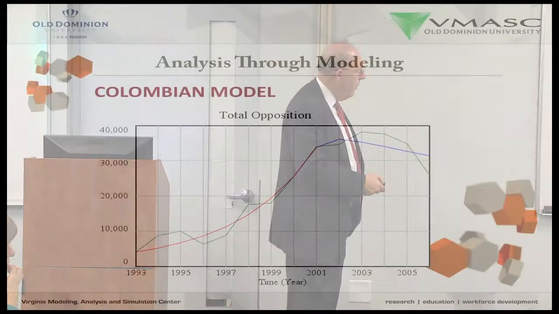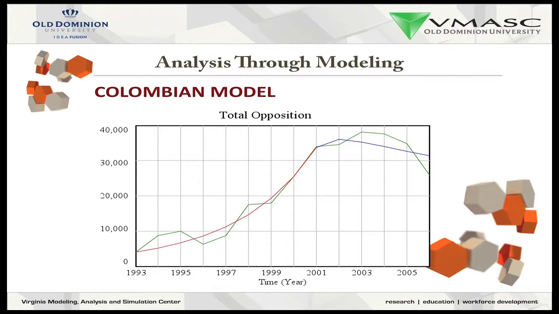So remember I talked about the time period. From 1993 to 2001, you see this jagged line here. Those were the actual data points that we had for the number of insurgents that existed in Colombia. And based on our indices, we calibrated the model, and what the model produced is this red line that fairly closely matches the number of insurgents that were real-world data provided.